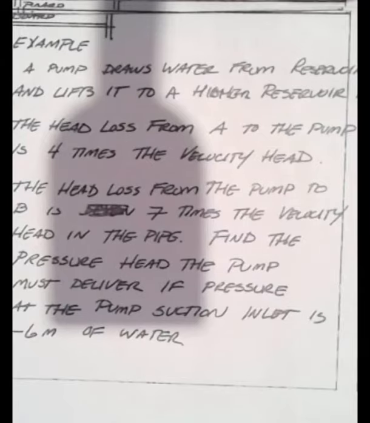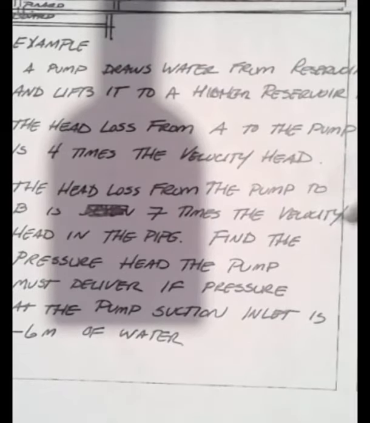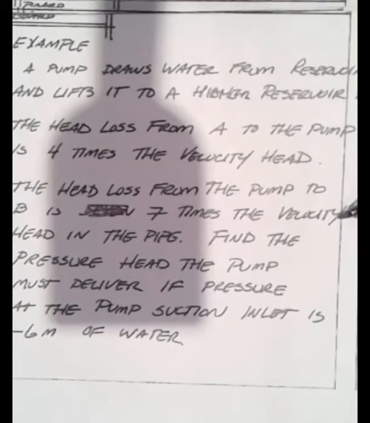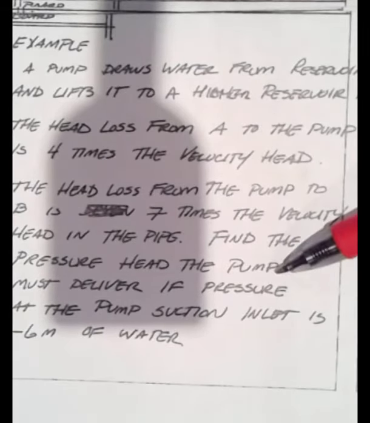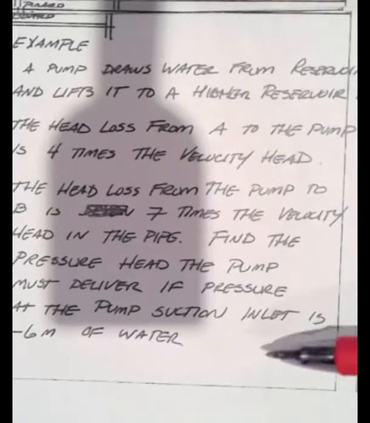So as an example, a pump draws water from reservoir A, lifts it to reservoir B. Head loss from A to the pump is 4 times the velocity head. Head loss from the pump to B is 7 times the velocity head in the pipe. Find the pressure head the pump must deliver if the pressure at the pump suction inlet is minus 6 meters of water. Now this is a really dumb problem, because normally it wouldn't be presented to you in that way in a practical sense. However, dumb problems have learning value in that it will allow us to understand the meanings of these different energy components.